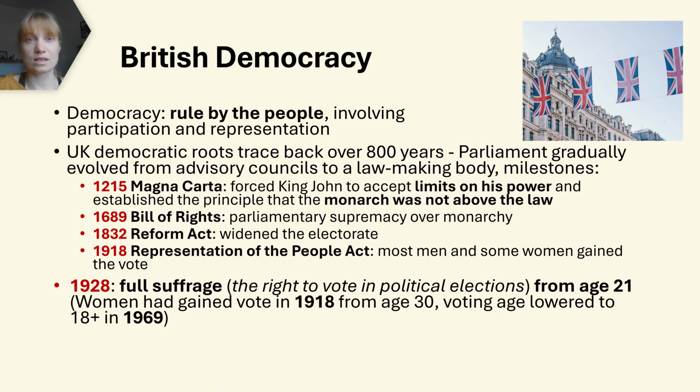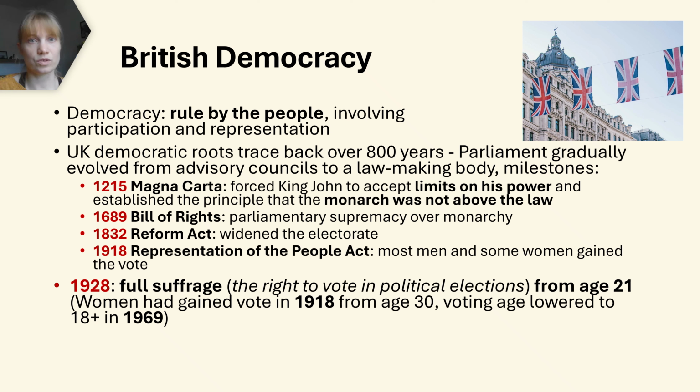In the UK, it has taken centuries to build the system that we have today. It began with the Magna Carta in 1215, a document that forced King John to acknowledge the law could limit royal power. Over time, Parliament changed from a council advising the king to a legislature, making laws on behalf of the people. By the 1600s, the Bill of Rights established that Parliament had more power than the monarch.